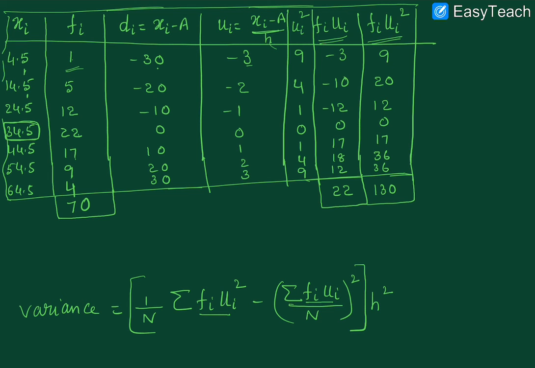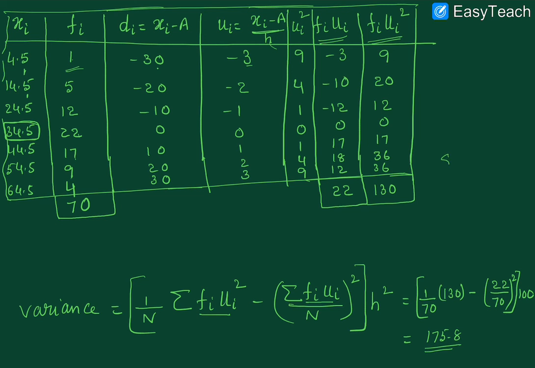Now all these values substitute in this formula. So you will get the answer as 1 by 70 into sigma fi ui square, we got 130, minus sigma fi ui, that is 22 divided by 70, whole square, multiplied with h square. What is h square value? 100, right? So this simplification we will get the variance. If I try to do the simplification, we are getting around 175.8. Please do the simplification, that is variance.